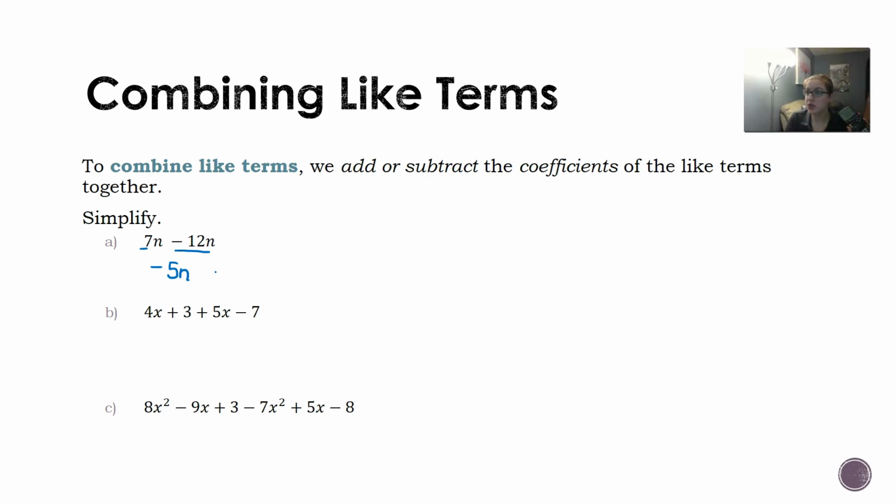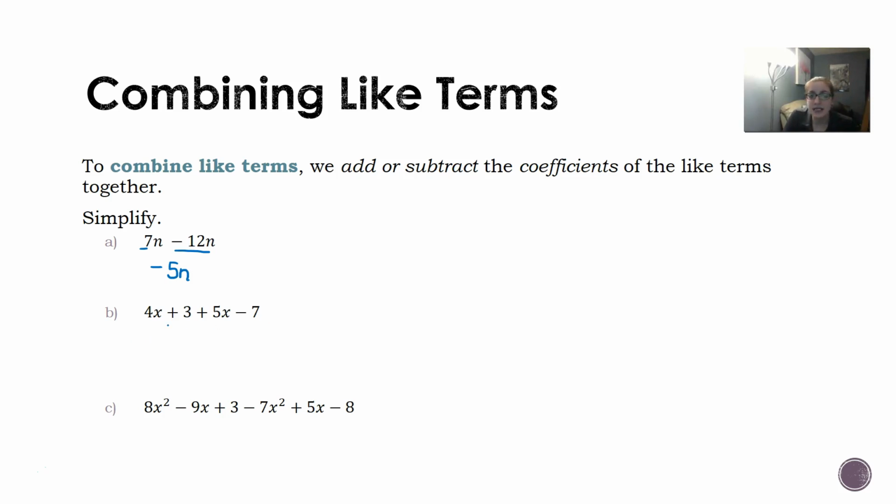Now, if you're unsure, you can always type that into your calculator. Just do 7 minus 12 and you'll see you get negative 5. You can do that as well. Don't be afraid to have your calculator handy. That's fine with me. It's not a problem. So we've simplified this by combining the like terms. So it's just negative 5n. We're not actually solving for any number at this point because we don't know what the value of n is.